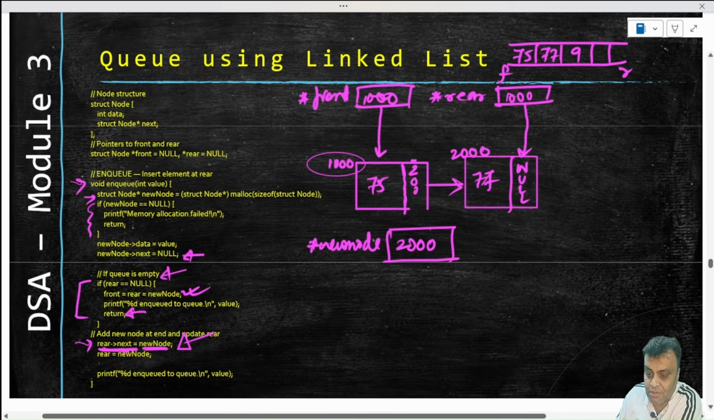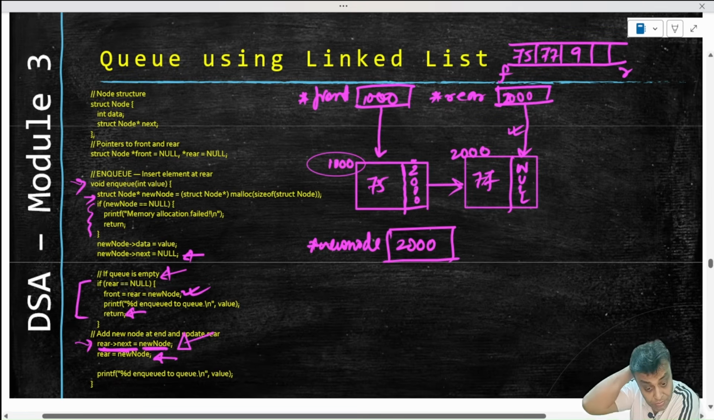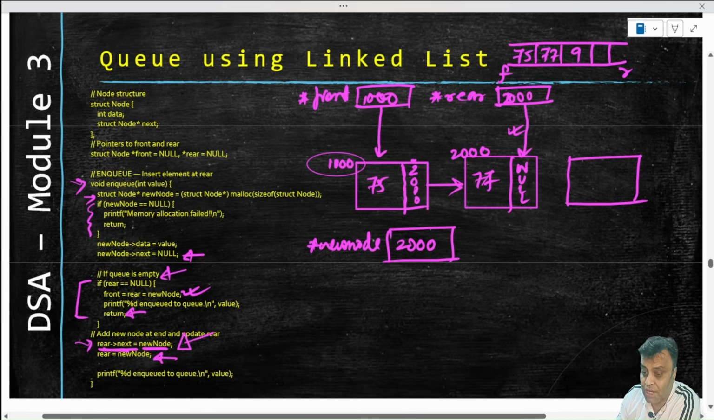So this will become the new node, right? And now we can change this rear to the new node, so that this connection gets established, and therefore this becomes 2000, and that's what we will do. Now if we have another element to be enqueued, let's see how that happens.